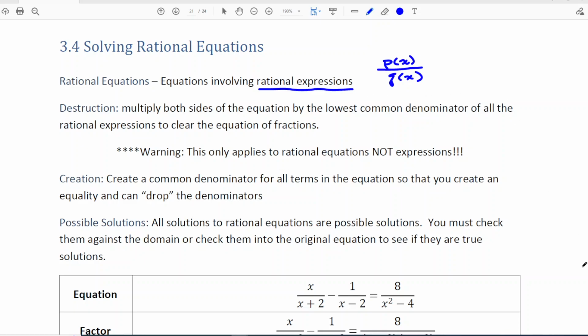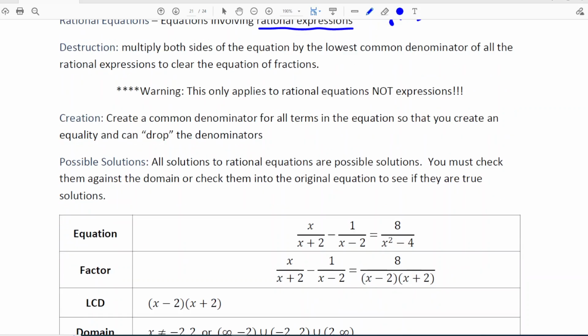To solve a rational equation, hopefully you've done this before in review, but there are two methods of doing it. One is what we call the destruction method, which is generally the most common method. And the second is the creation method, which is a bit safer because you can do it anytime. You can always create a common denominator and add and subtract fractions, whereas destruction is something that's very specific to an equation.